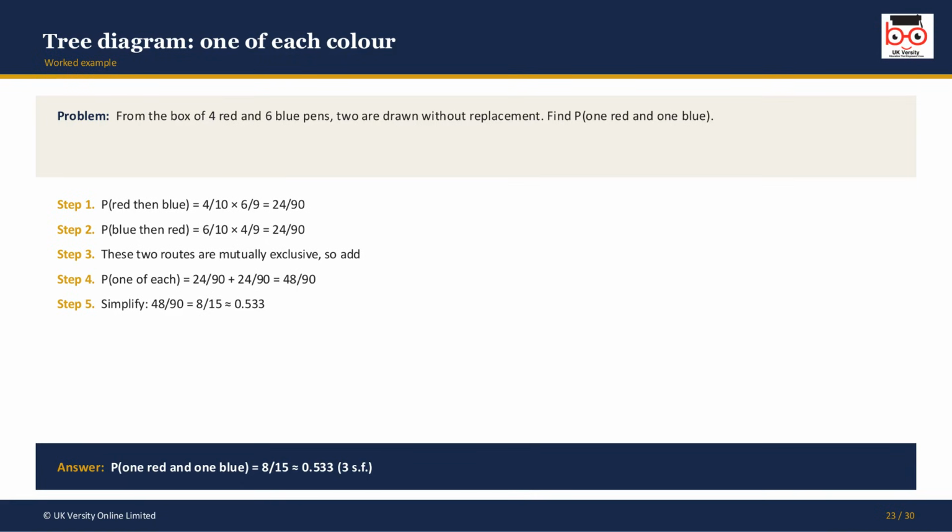Back to our 4 red and 6 blue pens, drawn 2 without replacement, and this time we want 1 of each color. Red then blue is 4/10 times 6/9, which is 24/90. Blue then red is 6/10 times 4/9, also 24/90. Those 2 routes are mutually exclusive, so we add them, giving 48/90, which simplifies to 8/15, about 0.533.